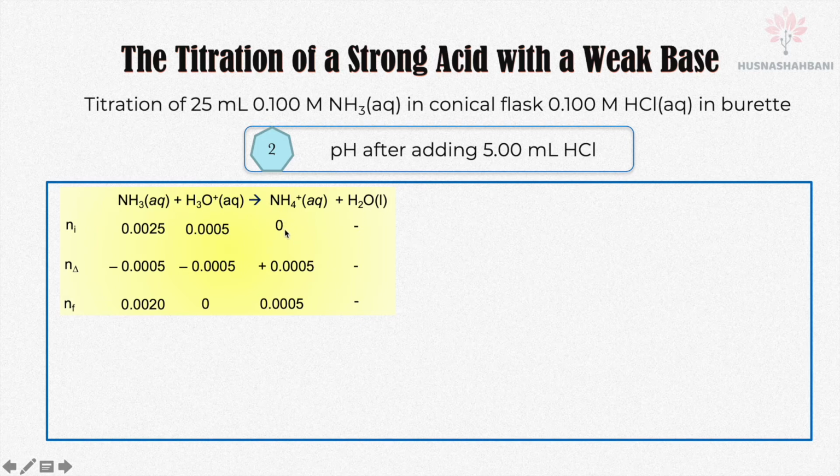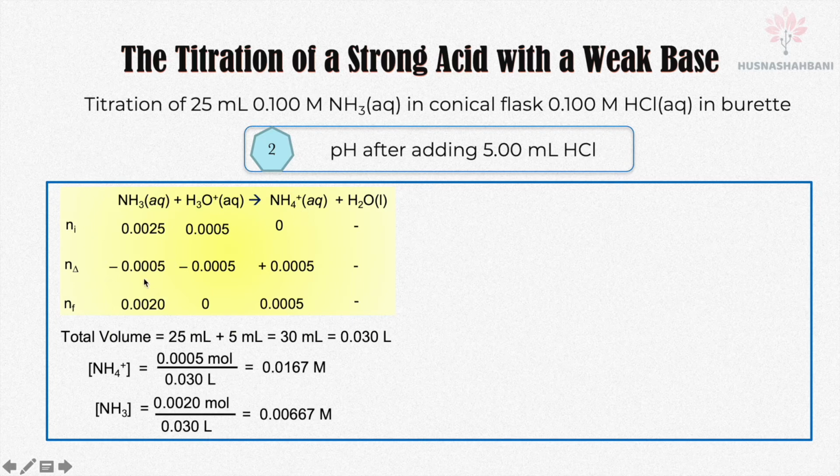Initially, there is no product at all, so 0 initial number of moles for NH4+, or here you can write NH4Cl. We calculate the change in number of moles. So negative, negative, this is our limiting reactant because it has fewer moles. The reactants will decrease, so that's why negative, and the product will increase, positive here.